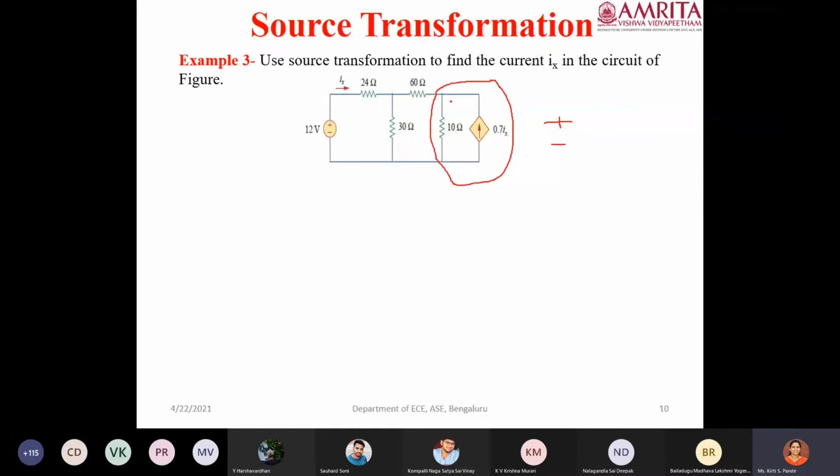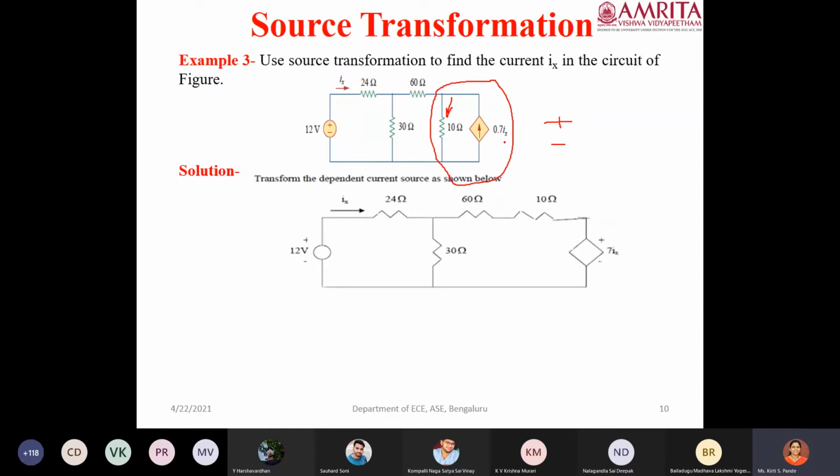And what about this 10 ohms resistance? What will happen to this 10 ohms resistor? Series, ma'am. That will come in series. So that means indirectly that 10 ohms will come in series with 60 ohms, correct? Yes or no? Yes, ma'am. Yes. So now with that, the solution goes ahead.